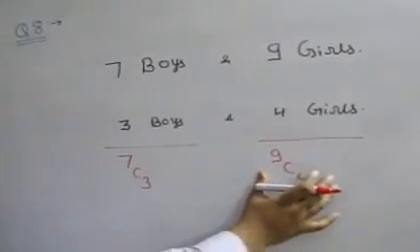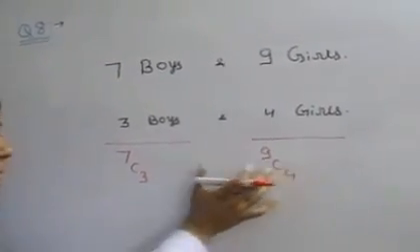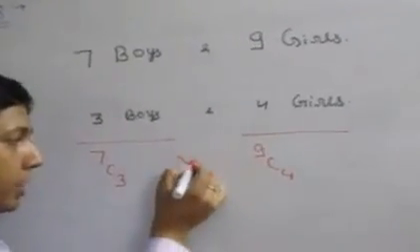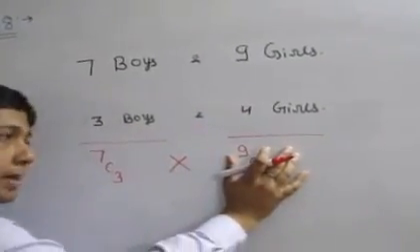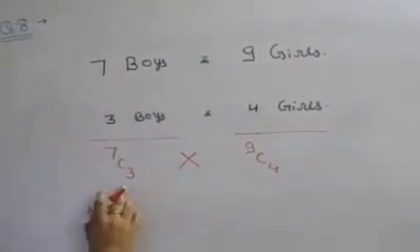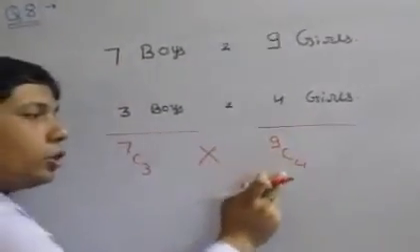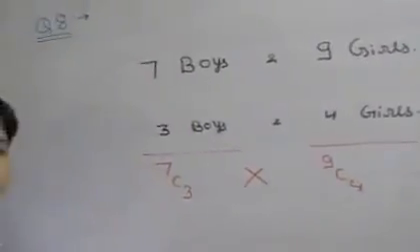Now we have to do this selection and this selection. Here comes the fundamental principle of counting. So we will apply the fundamental principle of multiplication, as we have to select boys and girls, not an 'or' situation but an 'and' situation. So the total number of ways is 7C3 into 9C4.